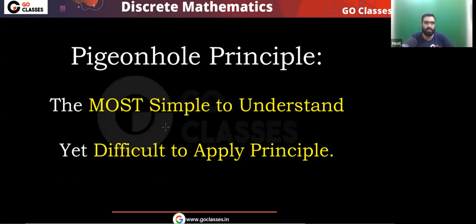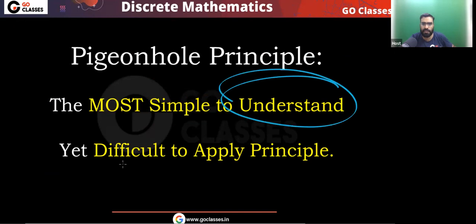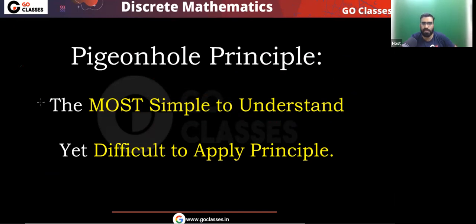So if anyone asks you which principle in combinatorics, in mathematics, is easy to understand but difficult to apply, the answer is the pigeonhole principle. We are going to see all the standard questions, each and every GATE question. This principle will become very easy for you by the end of this session. So let's start.